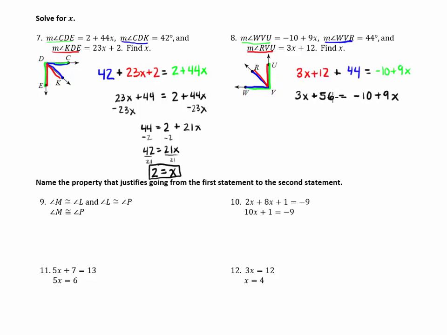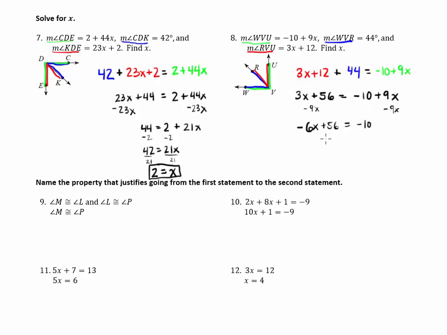Okay, so now we want to get the x's on the same side. On this one, I move the x's over to the right. Let's move the x's over to the left on this one, just for fun. So I'm going to subtract 9x from this side, 9x from this side. I can combine these two terms together. I can't combine it with the 56, but I can combine these two together. 3x subtract 9x is negative 6x plus 56 is equal to a negative 10.